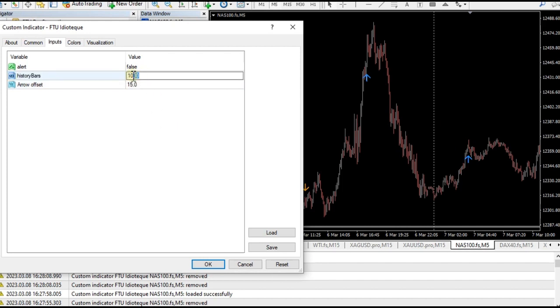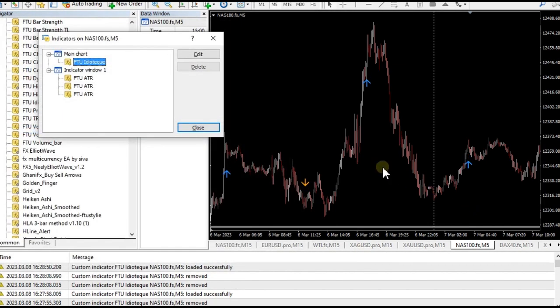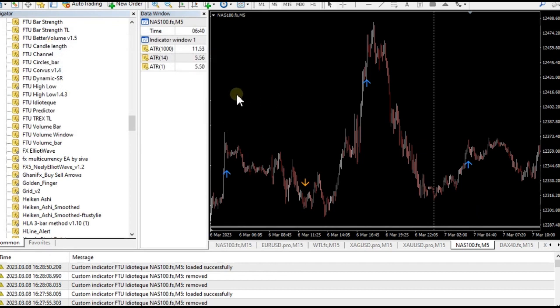1,000 bars, you could change this for the history in case you're using many charts. This can slow down CPU if you've got a lot of indicators attached, so we'll set this to 4,000. And you can change the colors and the widths of the arrows. You can see how the arrows came further away because I changed the arrow offset.